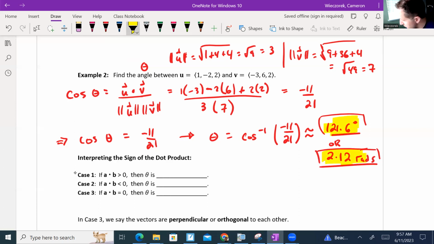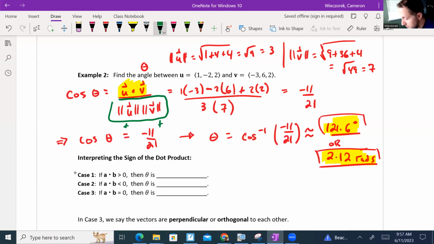So this one comes out to an obtuse angle, and we can actually use the dot product to help us decide if the angle is going to be acute, if it's going to be obtuse, or if it's going to be right. And really all you need to focus on is the numerator. The denominator here is always going to be positive, since the magnitude of u is always positive and the magnitude of v is always positive. So really, it's all about the numerator.